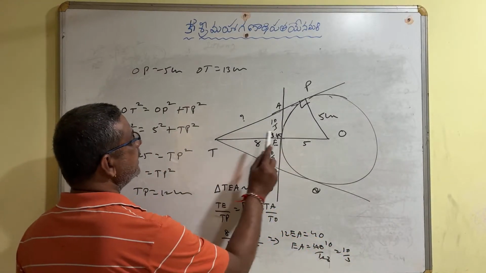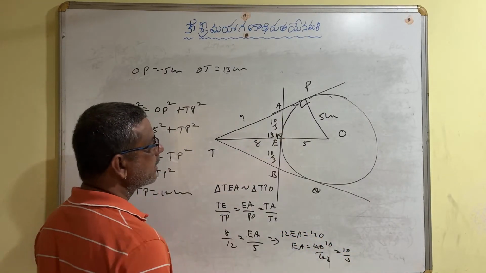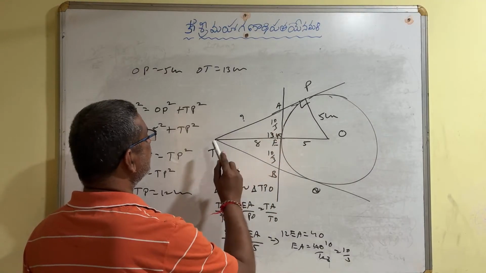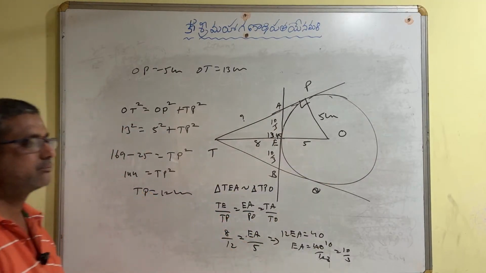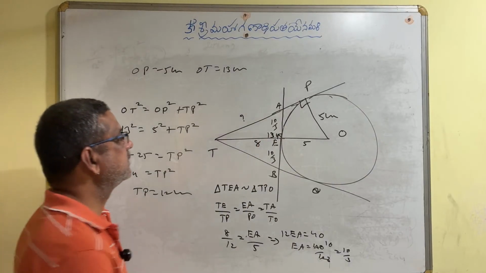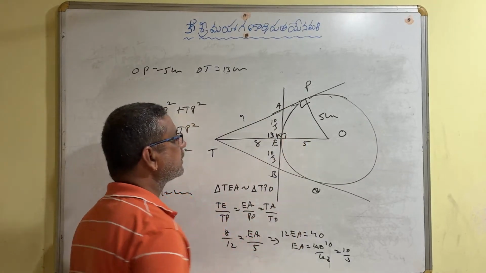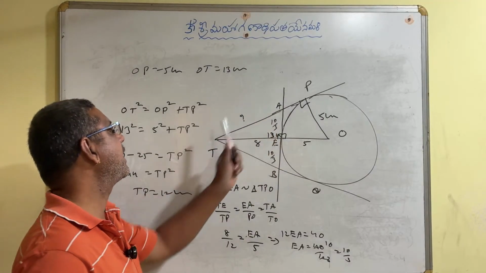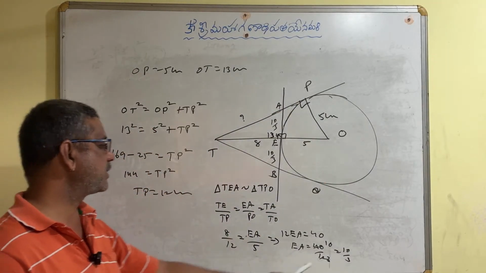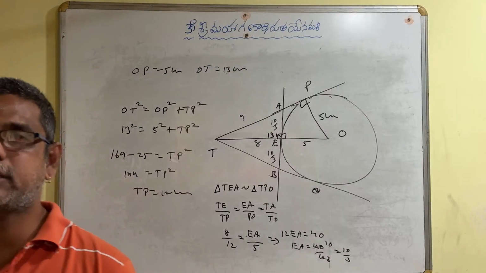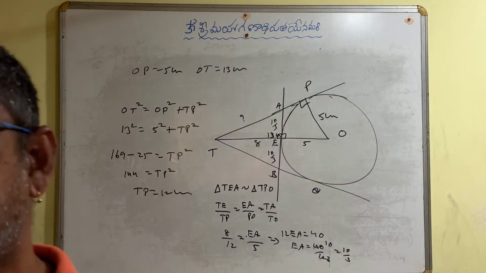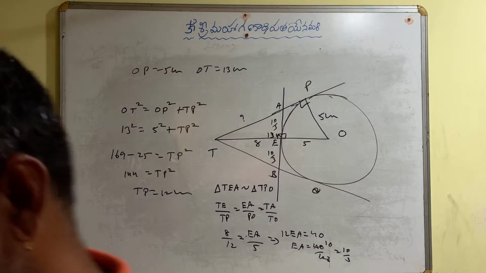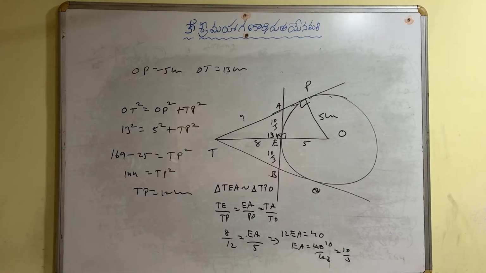Triangle TEA is similar to TPO. The radius and tangent are perpendicular to each other, 90 degrees. So triangle TEA and TPO are similar. From the ratios, EA is 10 by 3, similarly EB is also 10 by 3. So the total is 20 by 3. Next question.